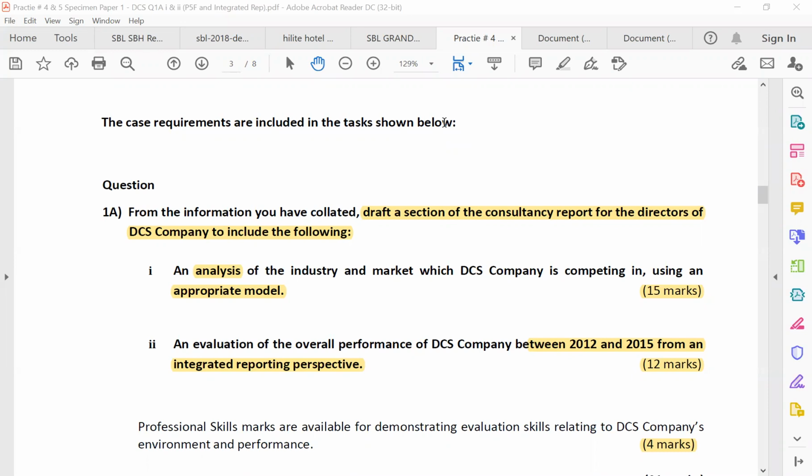Okay, so I guess first you should solve the answer, and then you can see my answer. Okay, so question number 2 says an evaluation of the overall performance of DCS company between 2012 and 2015 from an integrated reporting perspective. I would want you all to please write the answer of this question, because this is the most important one.